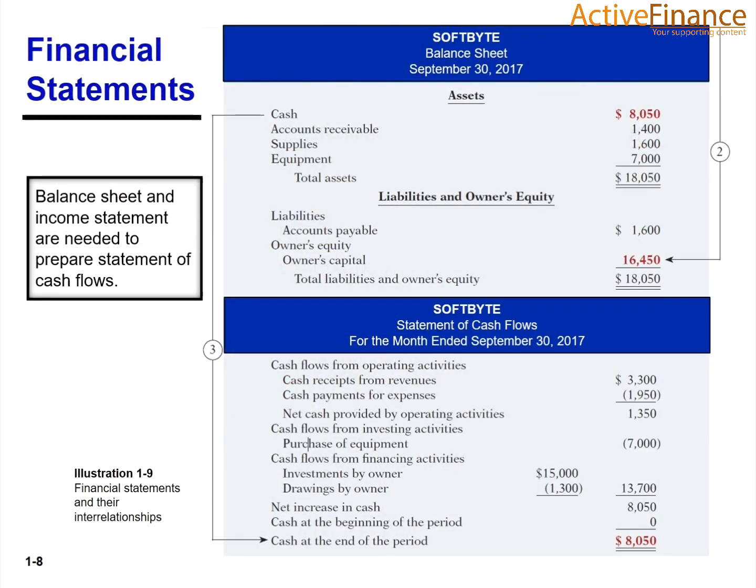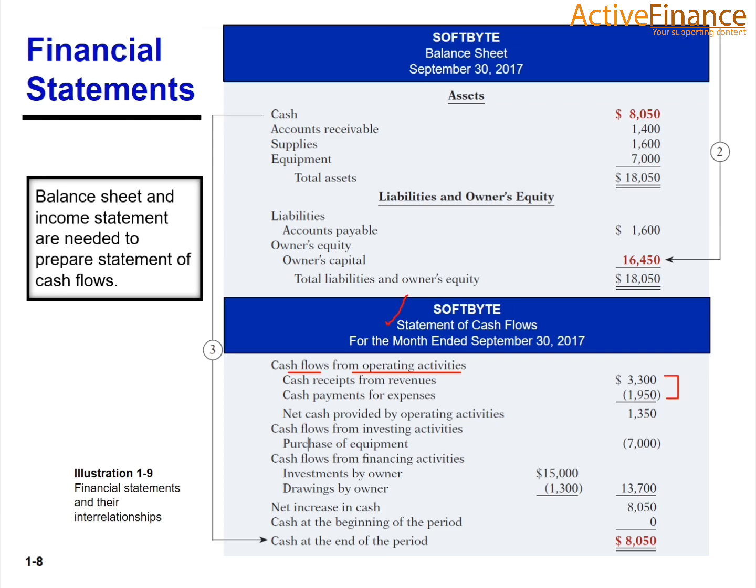So let's have a look at the demonstration problem. This is also connected with our previous statements. This is the statement of cash flows for SoftBite. First, we will put the cash flows from operating activities. Cash receipts from revenues are 3,300 and cash payments for expenses are 1,950. We will subtract this from this, so the net cash, which is a profit, is 1,350. Then we have the cash flows from investing activities, purchase of equipment 7,000, and cash flows from financing activities. Investment by owner was 15,000 and drawing by owner 1,300.